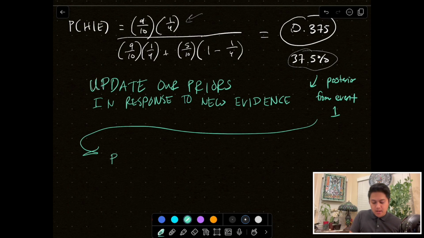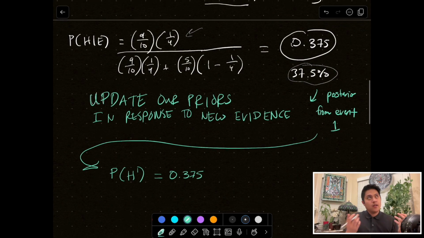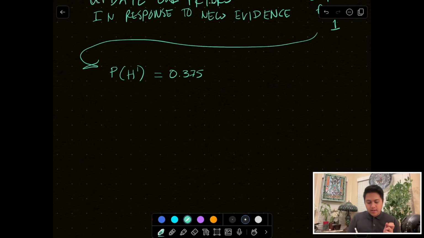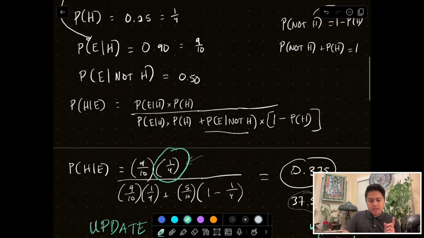So let's say P of H prime, just to say this is sort of a new prior, is equal to 0.375. So this is just now our belief that our crush likes us in the absence of any new evidence. It's going to be 37.5%, which is a 12.5% increase, I can do math, than our previous prior, which was 25%. So let's say, for example, we kept the same exact conditional probabilities as before.